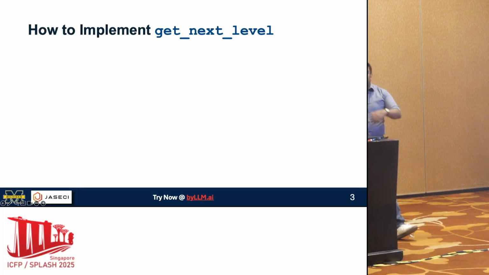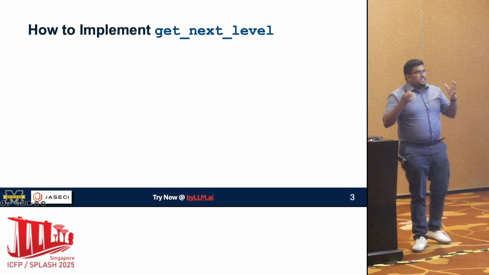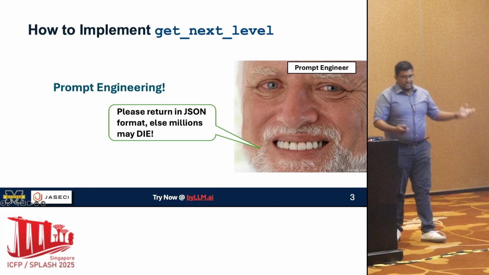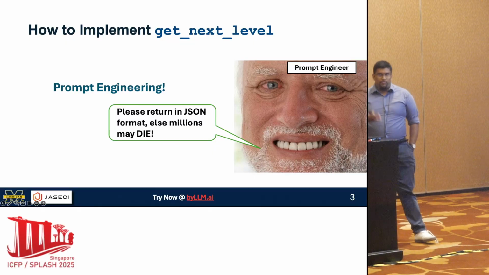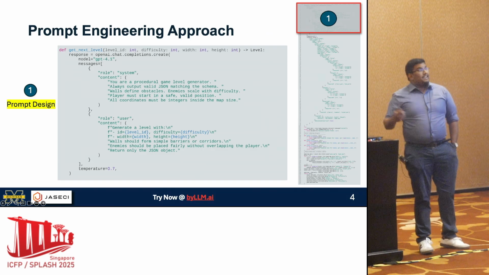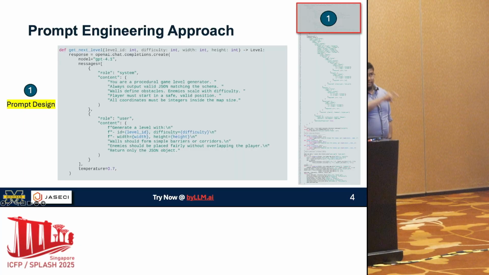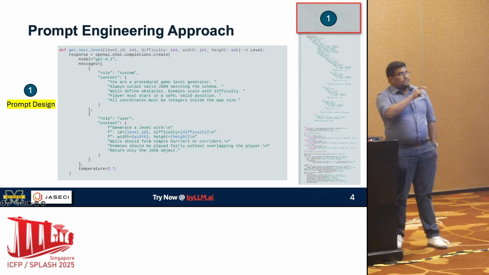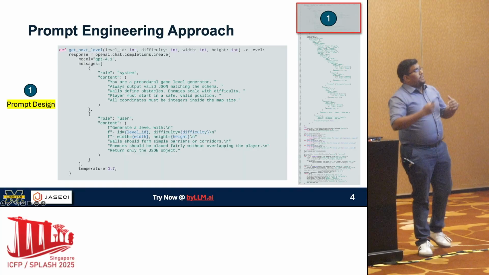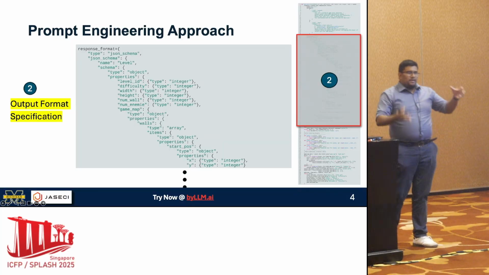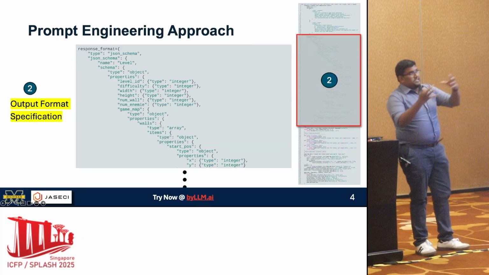So how are these next level functions generally programmed? The de facto state-of-the-art method is prompt engineering, which has been a pain for the past 3-4 years. To show you why, on the right is the code you need to write to implement the game level generation pipeline. You start with a prompt to describe what the LLM should do, and then you have to specify the JSON schema that matches the type you want as the output.